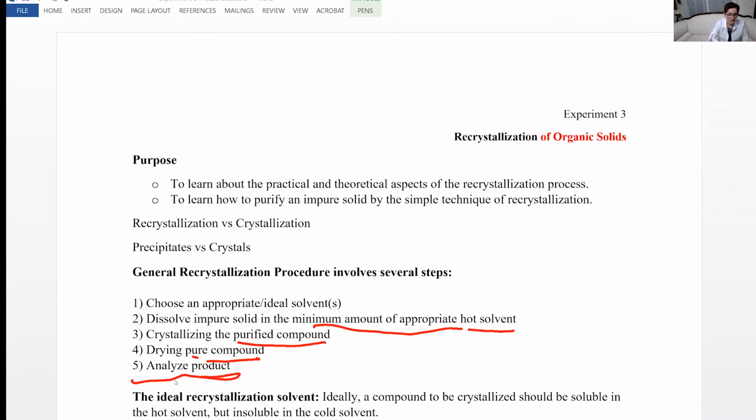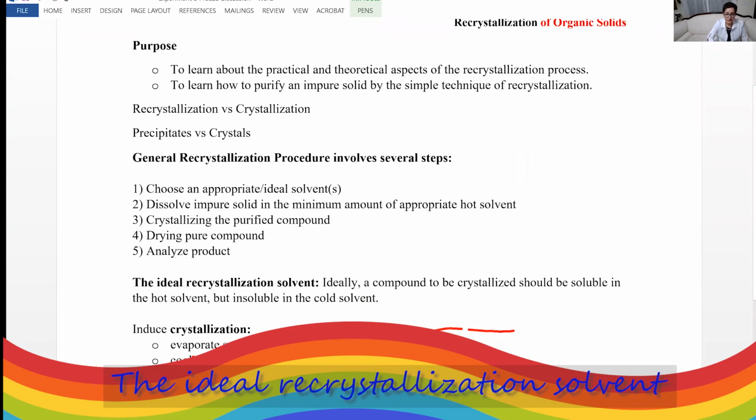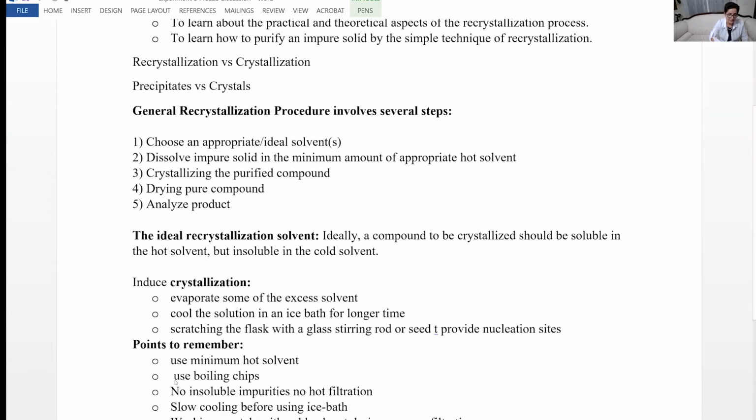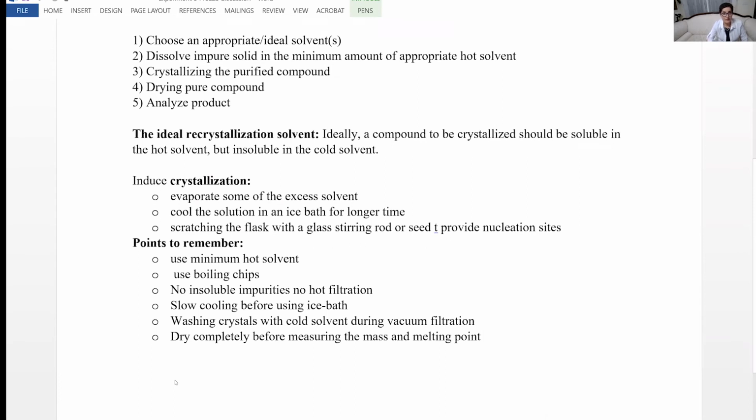Now, what is an ideal recrystallization solvent? An ideal recrystallization solvent is a solvent that would dissolve the sample at high temperature, but it doesn't dissolve it at low temperature. That's for the sample. Impurities are either highly soluble, meaning that they would dissolve at low temperature also, or they are not soluble at high temperature. If they are not soluble at high temperature, they are known as insoluble impurities.